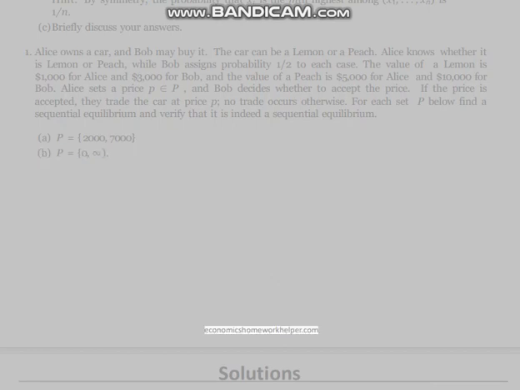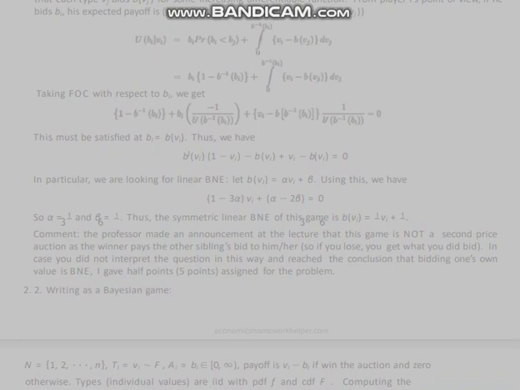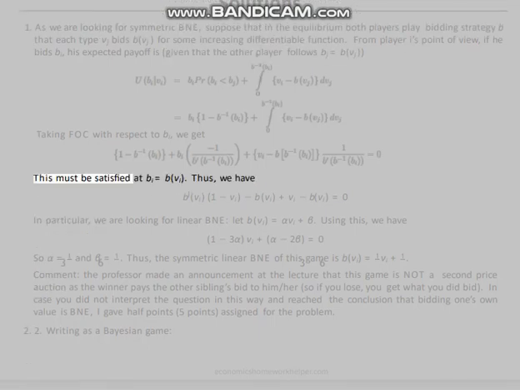1. As we are looking for symmetric BNE, suppose that in the equilibrium both players play bidding strategy B, that each type Vi bids B(Vi), for some increasing differentiable function. From player i's point of view, if he bids bi, his expected payoff is given by the probability that the other player follows Bj equals B(Vj). Taking FOC with respect to bi, we get an expression. This must be satisfied at bi equals B(Vi).